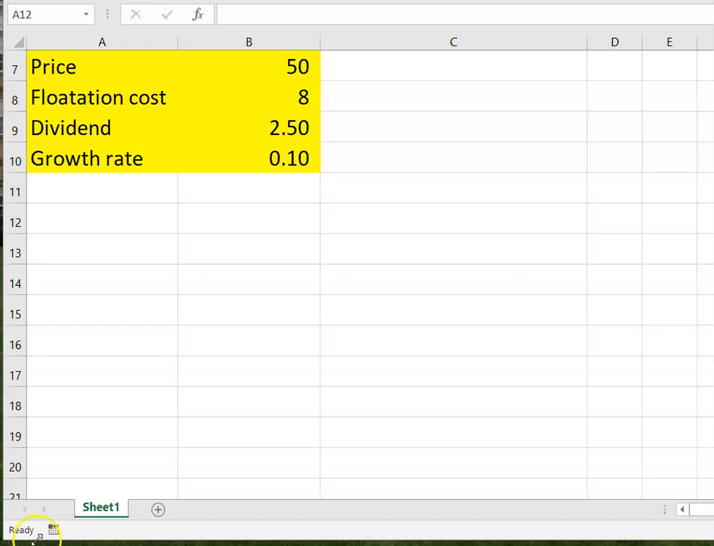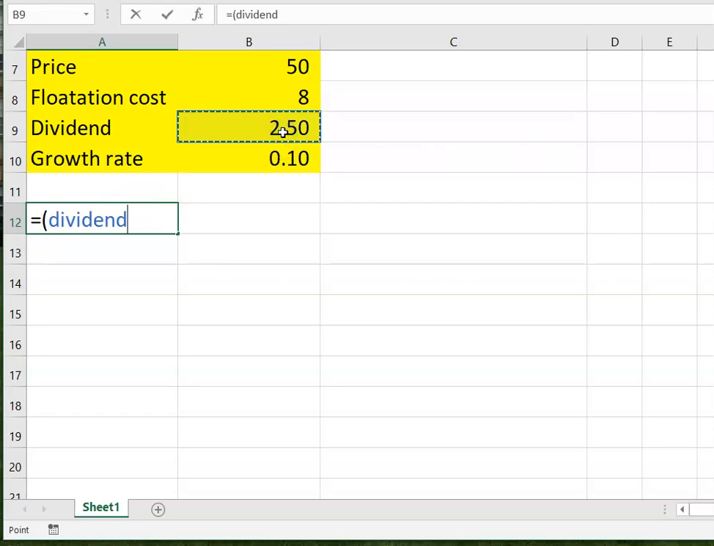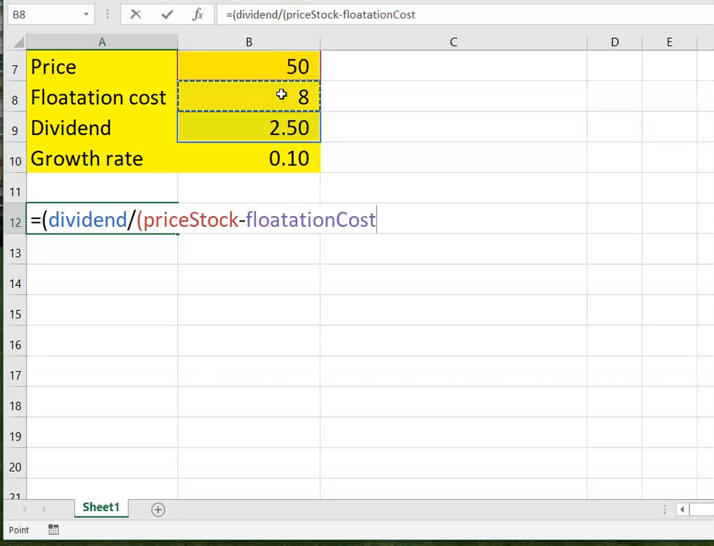What is our cost of capital? Well, let's calculate it. Now, as I calculate this, it's going to be important to watch the parentheses. So recall that it's the dividend divided by, it's not the price, right? It used to be the price plus the growth rate. Now it's going to be the net proceeds. So I have to calculate the net proceeds as 50 minus 8 gives me my net proceeds.